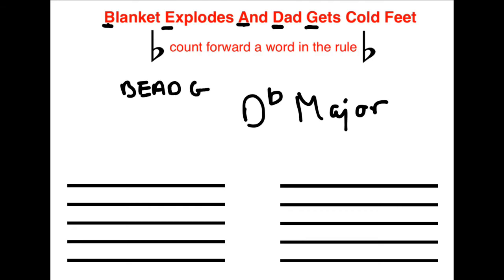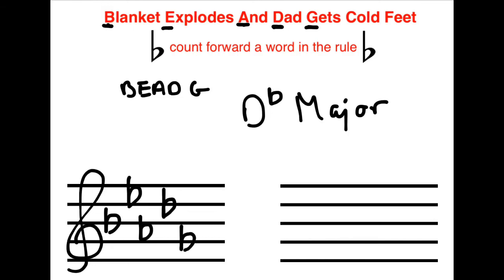I'll just show you what those look like again in the treble and bass clef, the two most popular clefs that we use in music. In the treble clef, your B comes first, your E comes second, your A comes third, D is your fourth flat, and G is your fifth. And in the bass clef, B, E, A, D, and G.